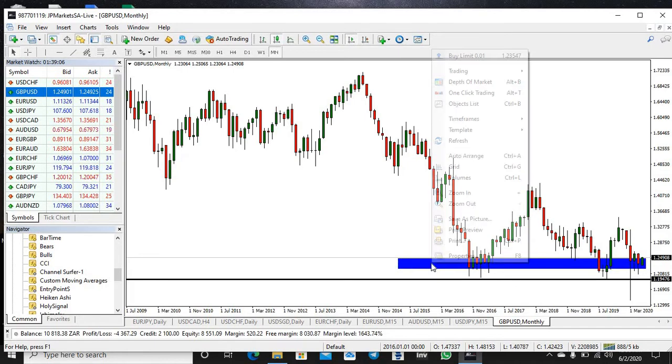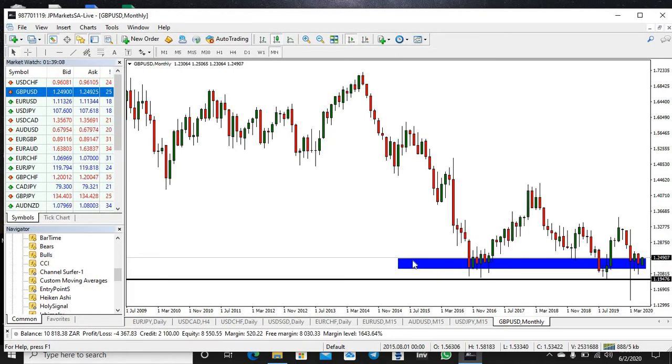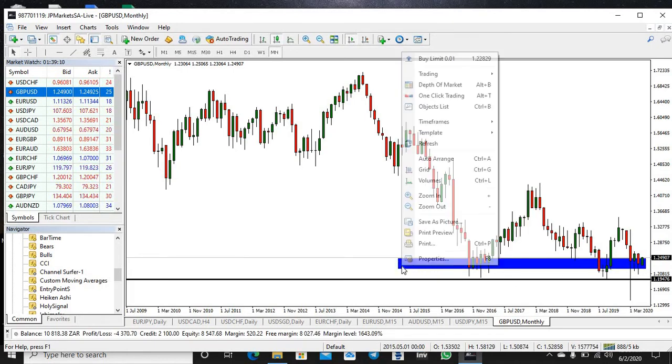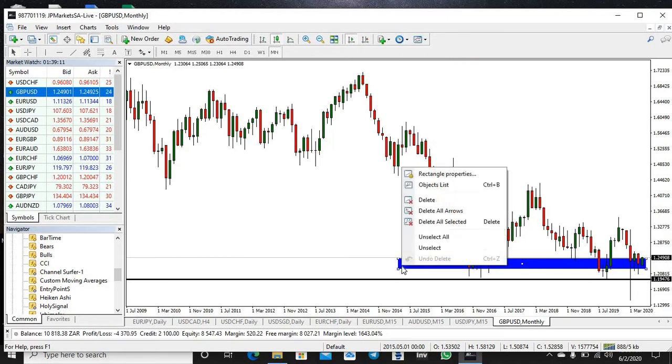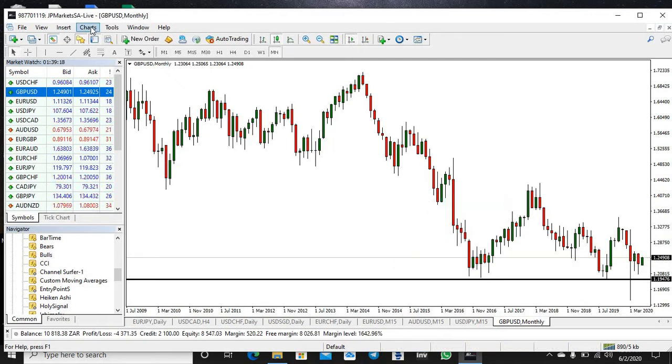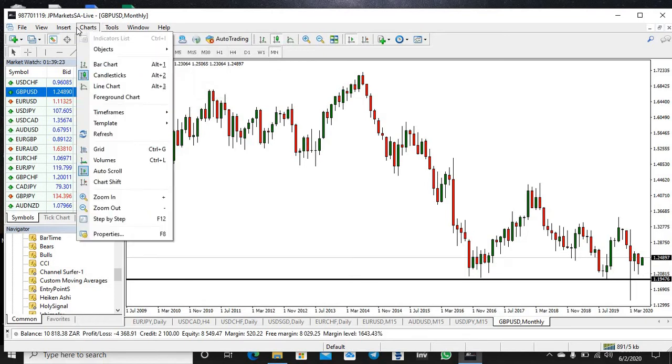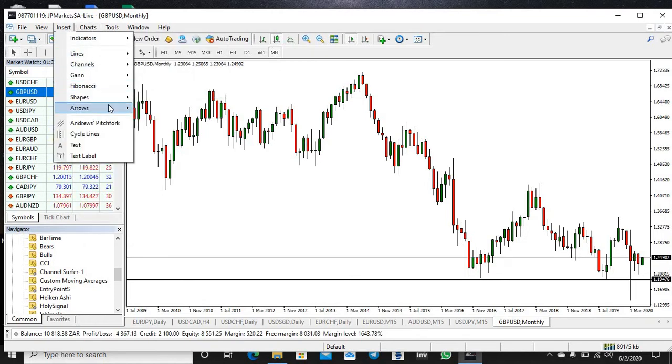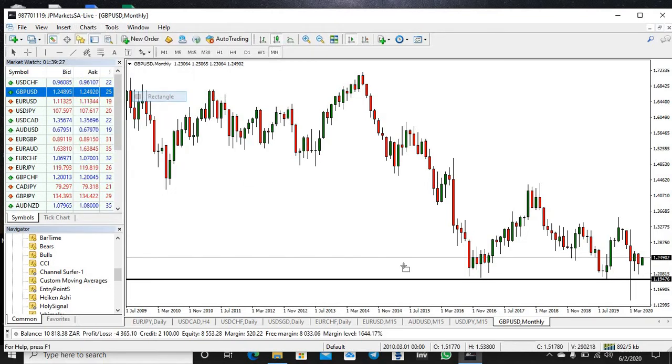If you don't know how to set up your support and resistance, please go to our videos. Let me just put another, right, go to your shapes and I'm trying to put it a little bit here. Hope you can see it. That's our resistance zone right there.